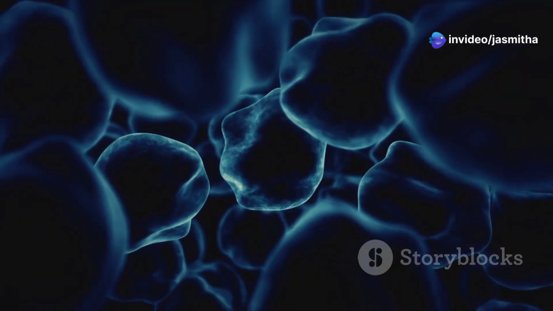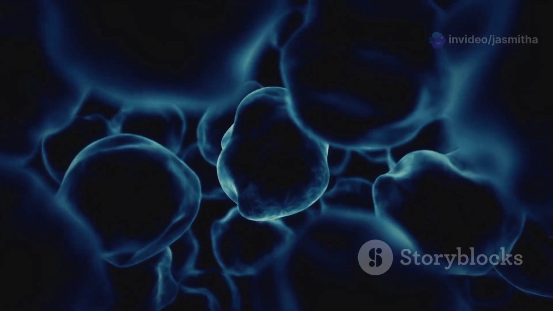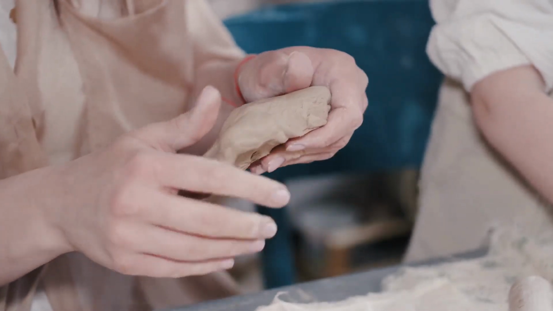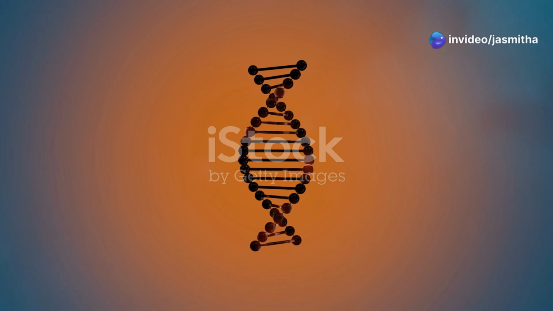Imagine the cell membrane as a protective bubble, keeping the cells inside safe from the outside world. Inside this bubble is the cytoplasm, a gel-like fluid where all the action happens. And then there's DNA, the cell's genetic blueprint, telling it how to function and reproduce.